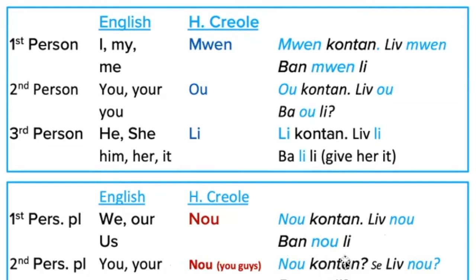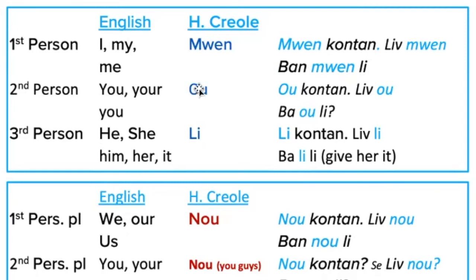Now the second person, you. Like in English, you is the same, singular and plural, right? You for singular, and then you plural as well. But in Haitian Creole, second person, it's ou. That's kind of close if you think about it. Ou, just without the Y. Ou, that's you. Now, ou content, that means you are happy.